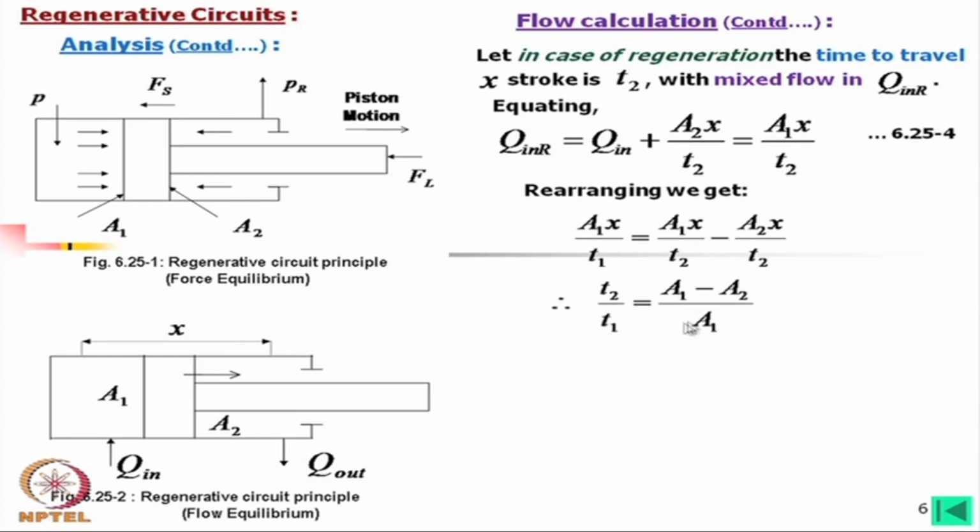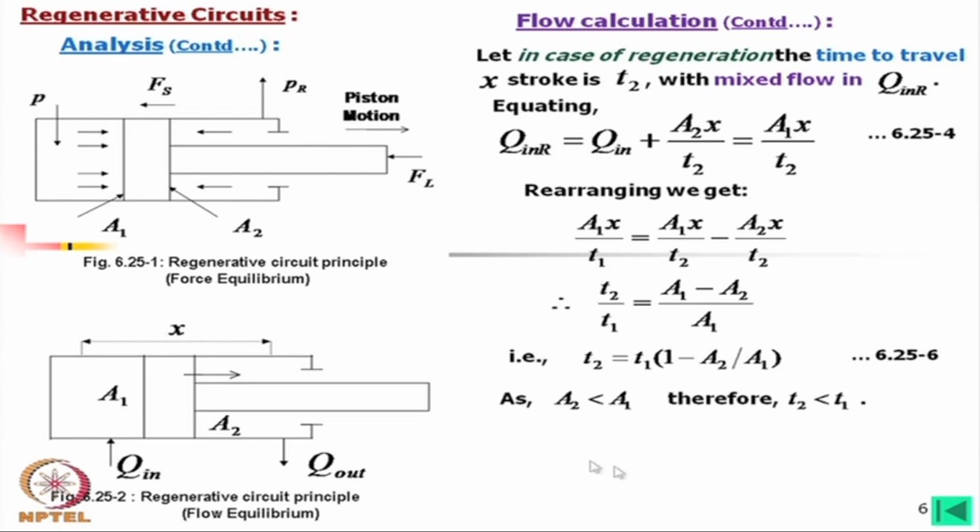Now, further equating, we get T2 with T1, definitely T2 will be less, is (A1 minus A2) by A1, and that is T2 is equal to T1 times (1 minus A2 by A1). As A2 is less than A1, therefore T2 will be less than T1. That means we are getting additional speed by mixing the oil.